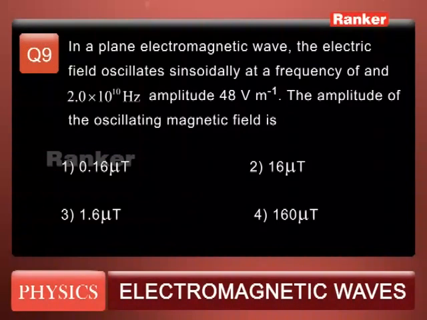Question number 9. In a plane electromagnetic wave, the electric field oscillates sinusoidally at a frequency of 2 × 10^10 Hz and amplitude 48 volt per meter. The amplitude of the oscillating magnetic field is: first option 0.16 microtesla, second option 16 microtesla, third option 1.6 microtesla, and the fourth option 160 microtesla.